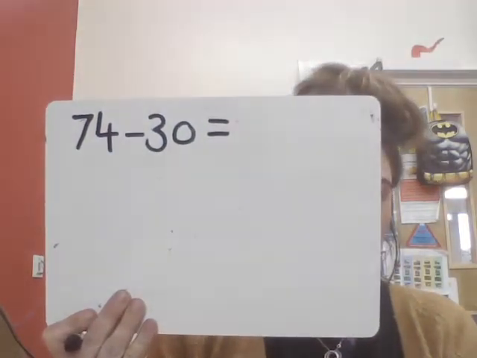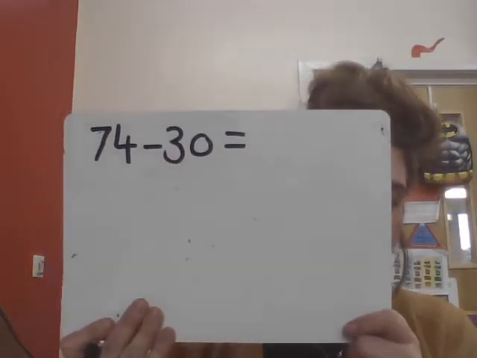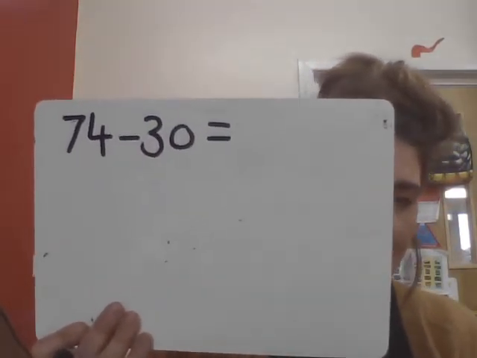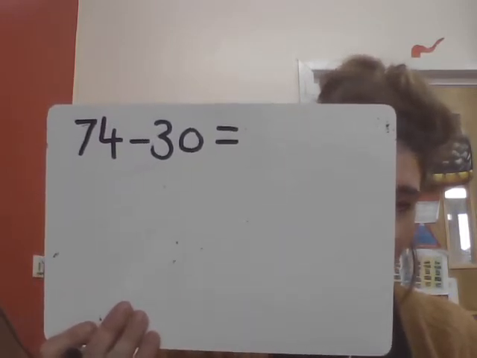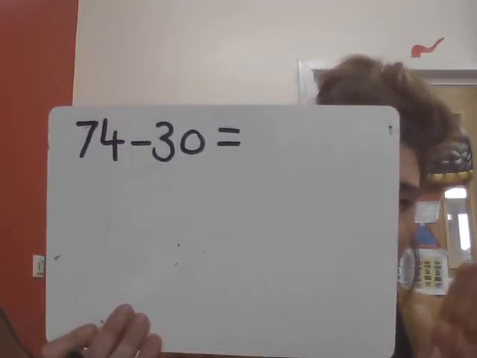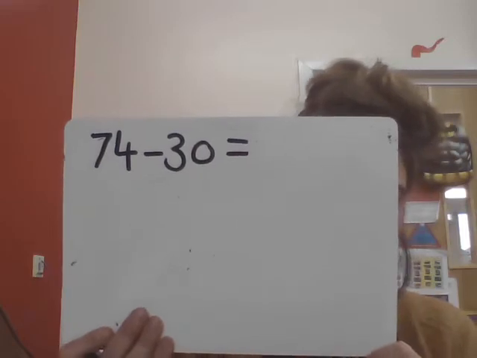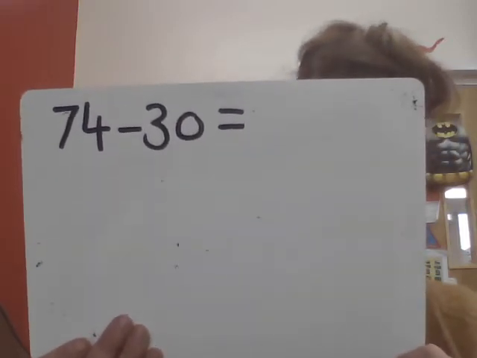So this time I'm going to do 74 subtract 30. I've just written it there as a regular number sentence, but now I'm going to write the same number sentence as a column. And this way I can work out how to subtract, taking my ones away first and then my tens, like we showed you earlier in the week. So I'm going to write my T and my O at the top.